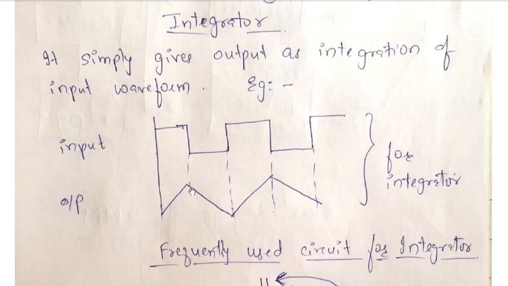By these waveforms, I guess you should be able to understand something. To the integrator, if I give the input as a square wave, the output that you obtain for an integrator will be a triangular wave, because this triangular waveform is an integration of the square waveform. So that's about the waveforms for integrator, input and output.